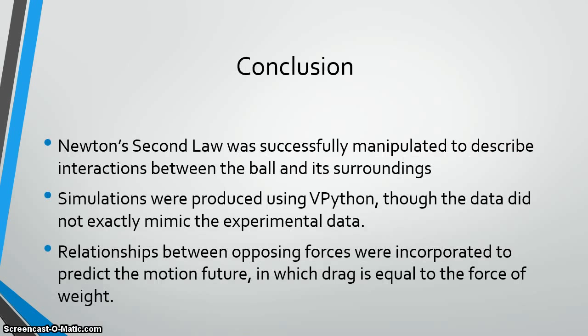In conclusion, we were able to use Newton's second law to manipulate and describe interactions between the ball and its surroundings. The simulations were done using VPython, and the relationships of opposing forces were incorporated to predict the future, in this case, terminal velocity.